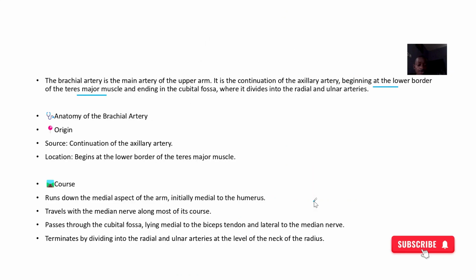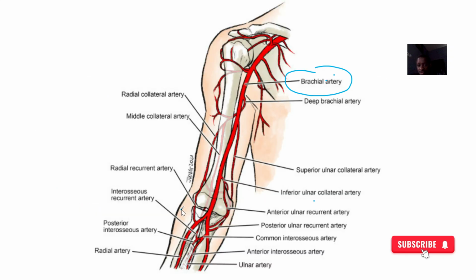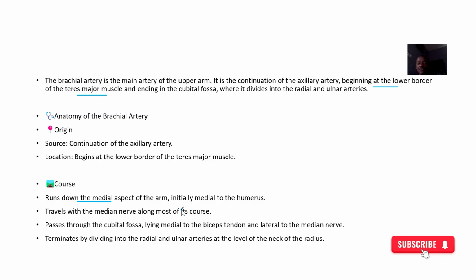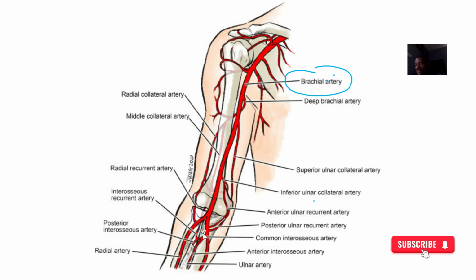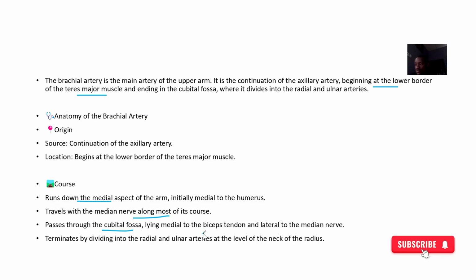Okay, so the origin is a continuation of the axillary artery, beginning at the lower border of the teres major. Course: it runs down the medial aspect of the arm, initially medial to the humerus. It travels with the median nerve along most of its course, passes through the cubital fossa, lying medial to the biceps tendon, then lateral to the median nerve. So it terminates by dividing. That's why I told you that in the cubital fossa, it gives rise to the radial artery and the ulnar artery.